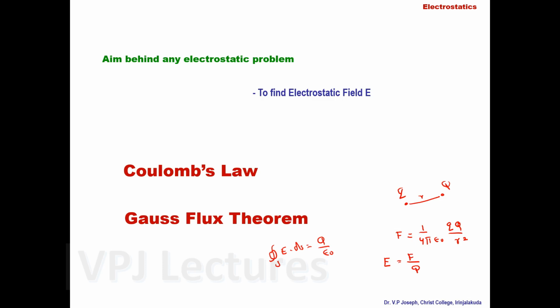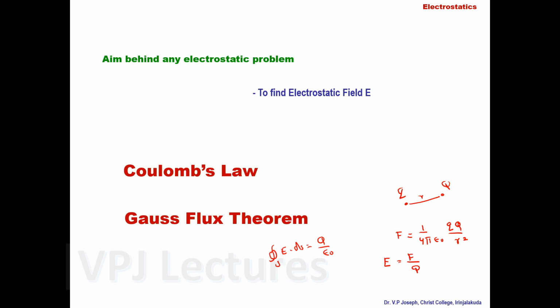The same thing is applicable for a charged sphere, a conducting sphere or a dielectric sphere, etc. If we construct any sphere around that, we can see that the electric field is constant over the sphere. So this is a symmetry situation. In this case, it is very easy to use Gauss flux theorem to find the electric field at a distance r from the source.